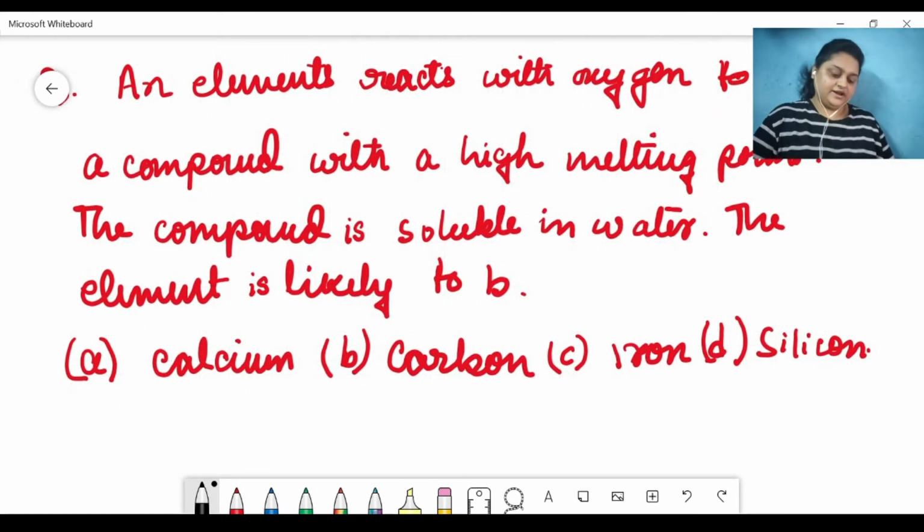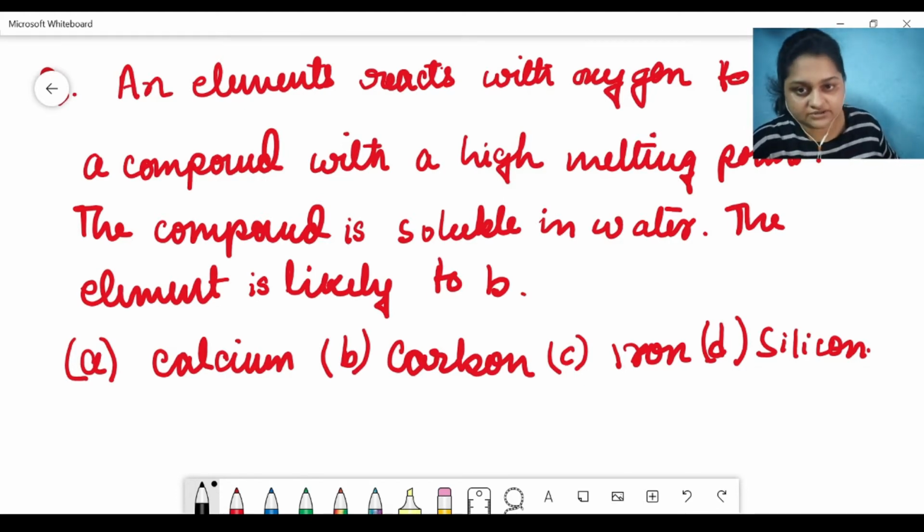Now the question is saying an element is reacting with oxygen and producing an oxide. The elements given in the choices are calcium, carbon, iron and silicon. So calcium produces calcium oxide, carbon produces carbon dioxide, iron produces iron oxide and silicon produces silicon dioxide.